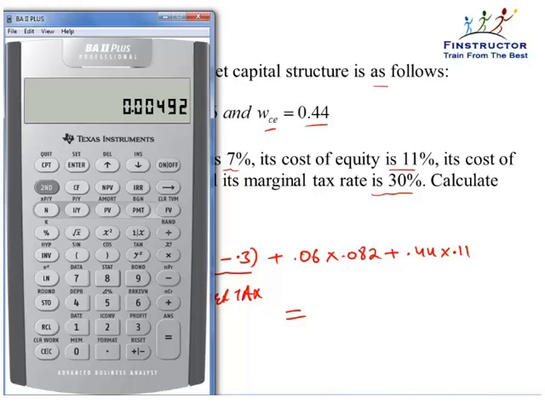What this does is that whatever value was already stored in the memory register 1 will remain as is, and the value 0.00492 will be added onto that number and stored again in the memory register 1. Let's do the third calculation, that is 44% weight into a cost of 11%. And let's do store plus 1. So the third value also gets added, and the complete sum can be viewed by simply recalling the memory register 1. So 7.782% is my weighted average cost of capital.